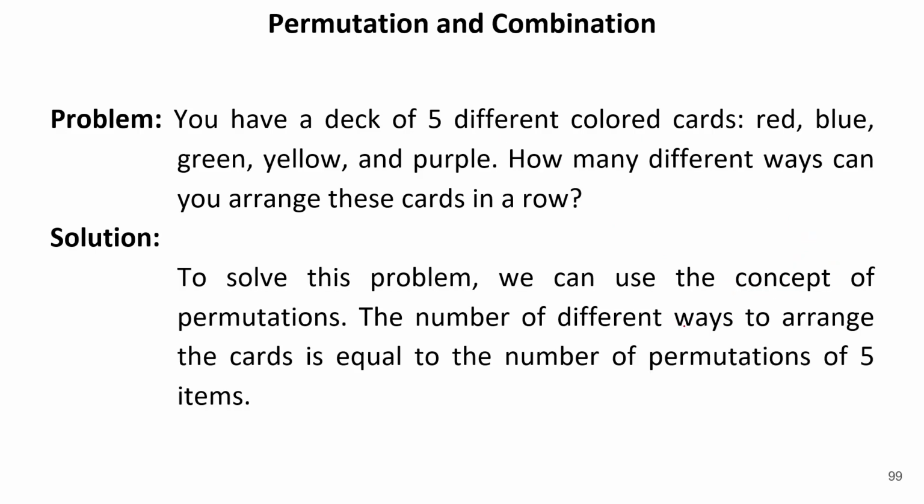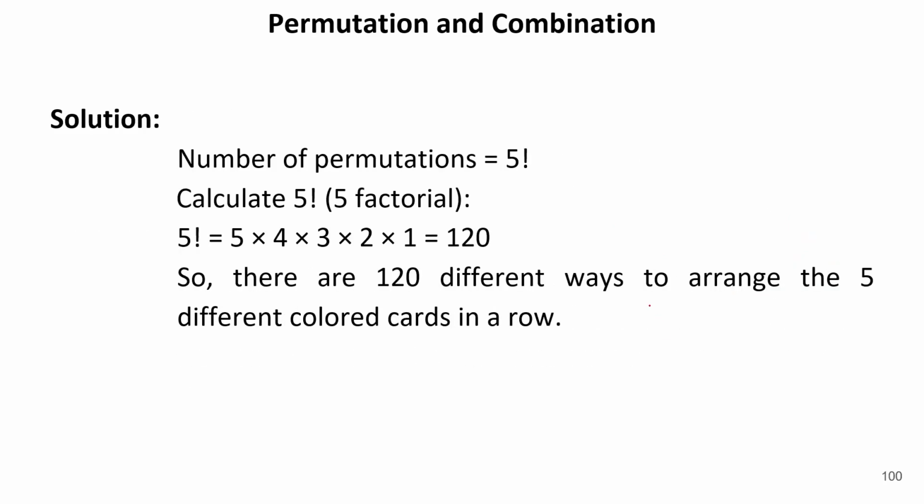So basically the number of permutations will be this much, so it will be actually equal to 120. So there are 120 different ways to arrange the 5 differently colored cards.